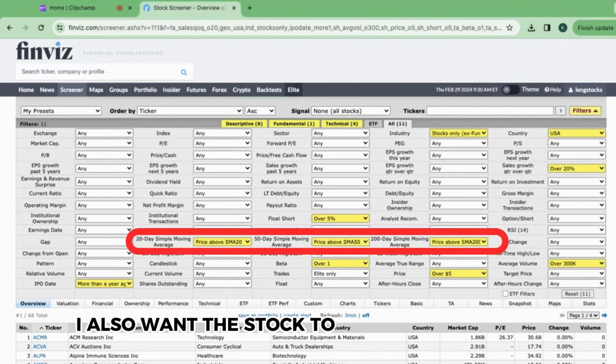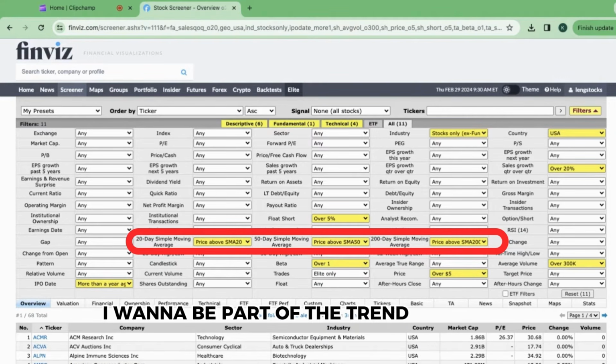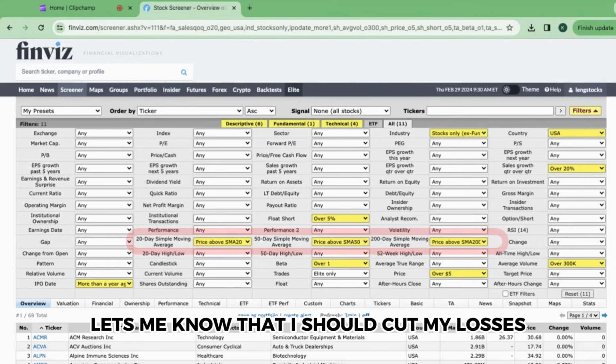I also want the stock to trade above the 20, 50, and 200-day moving average. I want a stock that is in an uptrend, and as Ed Seykota says, the trend is your friend, except at the end where it bends. I want to be part of the trend until the technicals let me know that I should cut my losses.